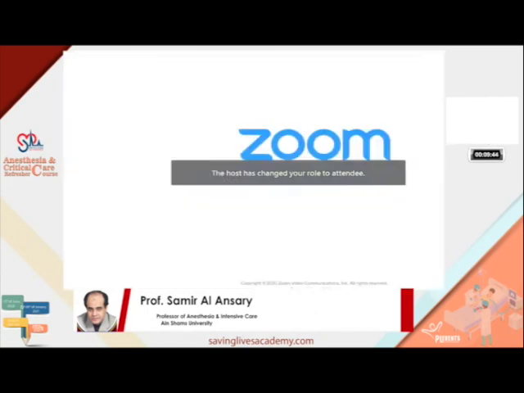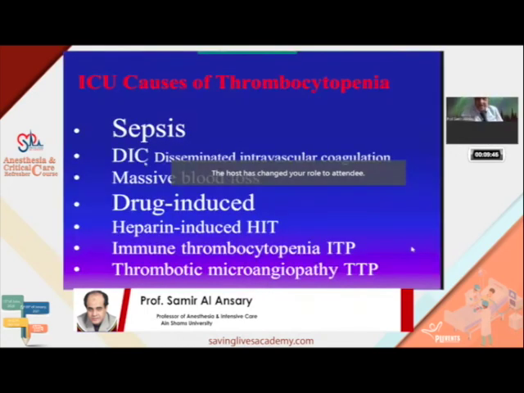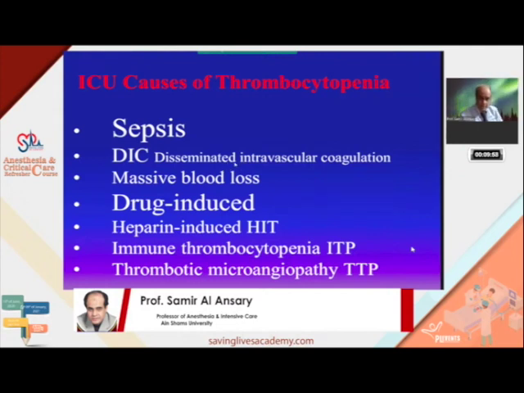Causes of thrombocytopenia in the ICU: disseminated intravascular coagulation, which may be present to a minor or higher degree, causes microthrombi and also thrombocytopenia. Massive blood loss or hemodilution, and drug-induced causes, which may cause immune or non-immune thrombocytopenia.